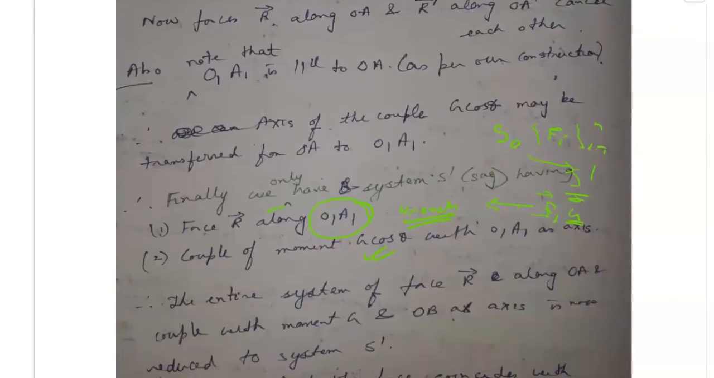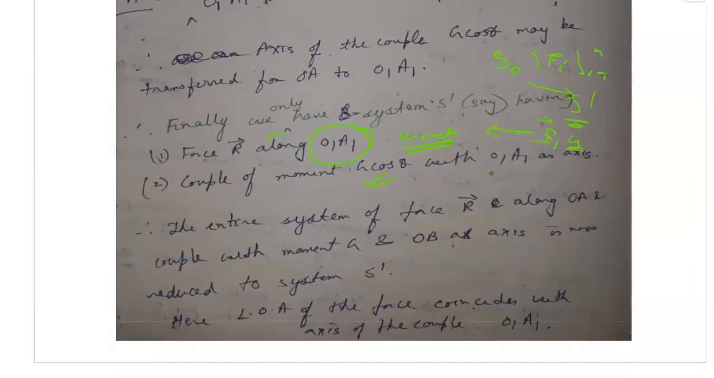So the entire system of forces, as I have written it out, ultimately consists of R along OA and a couple of moment G and OB, and is now reduced to system S dash. Okay. So it was the dyname part. This was the dyname part. And this S dash has now become the range.